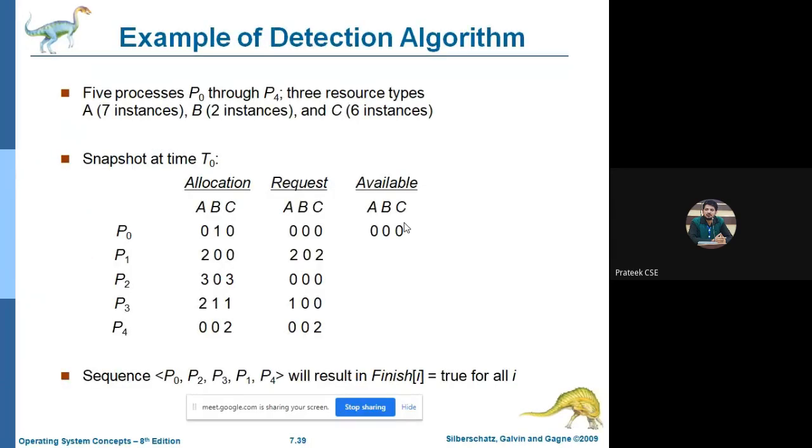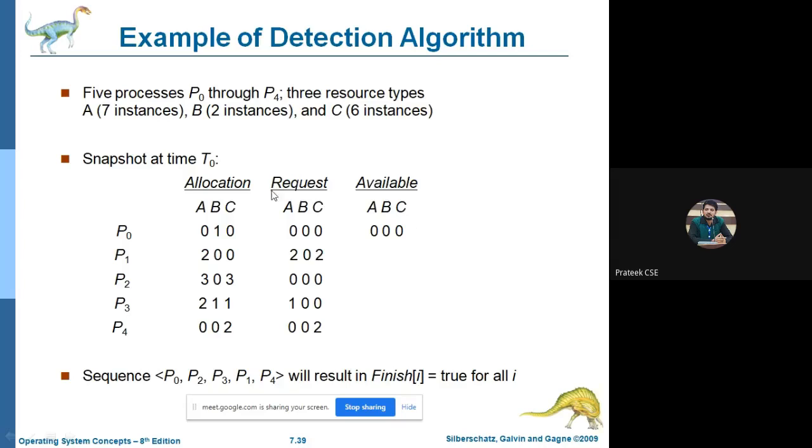So this is the algorithm, and I'm not discussing it in detail, so just go through this example. So the same kind of example which we covered in the banker's algorithm. So we have the same 5 processes P0 to P4, and we have 3 different resource types which are named A, B and C. We have 7 instances of A, 2 instances of B, and 6 instances of resource type C. If you add this allocation column, this is 7, this is 2, this is 6. So all 7, 2, 6 has been currently allocated. Therefore, we have available 0, 0, 0.